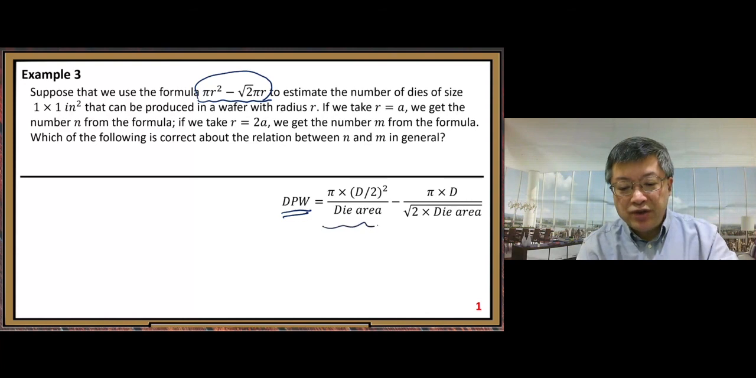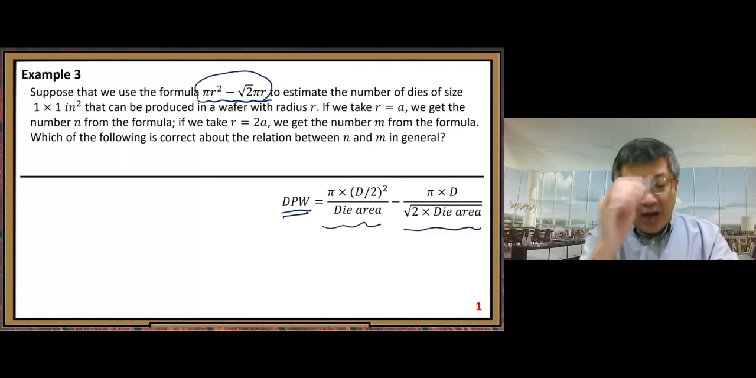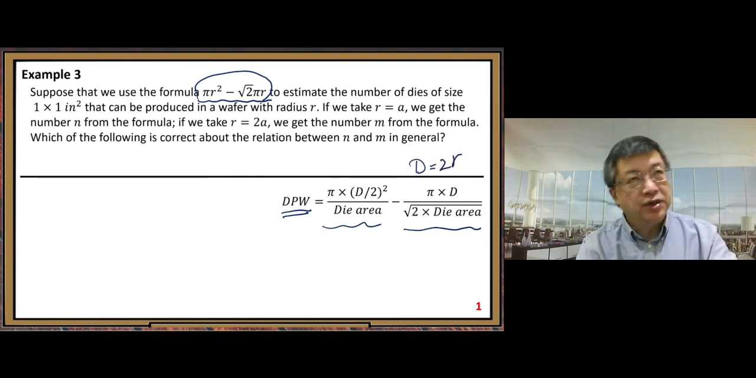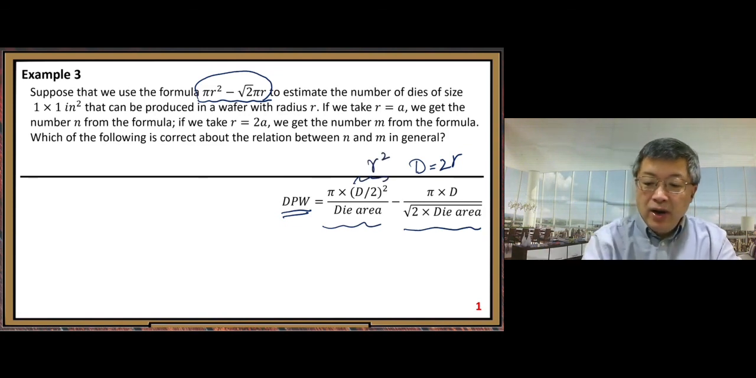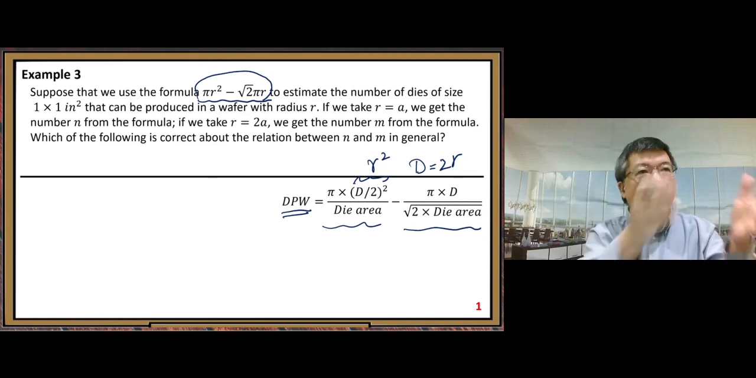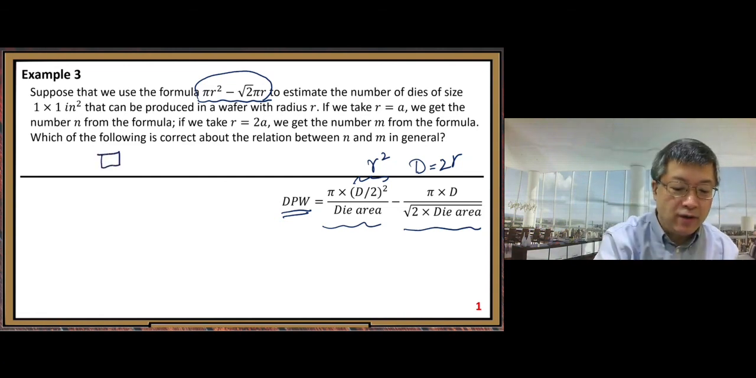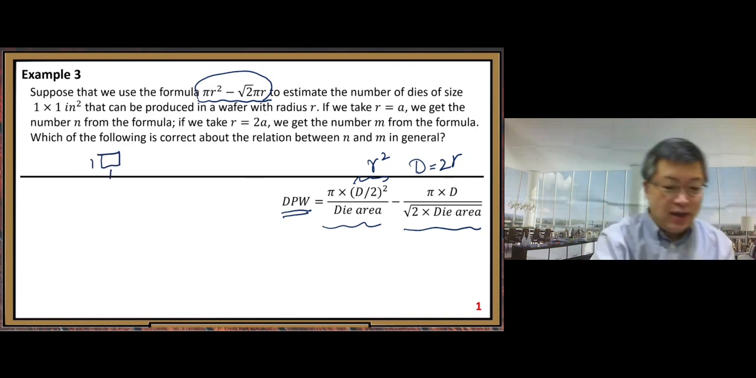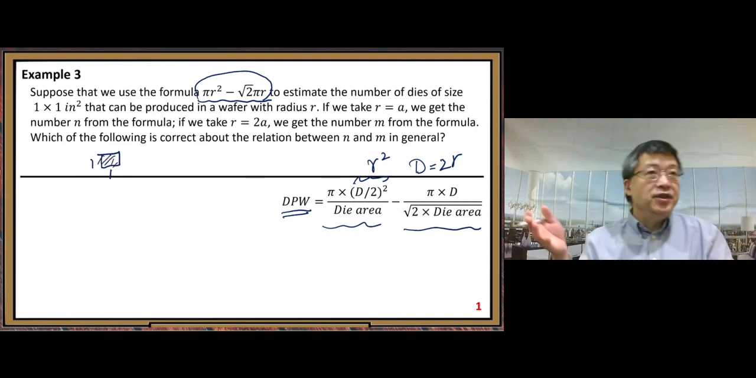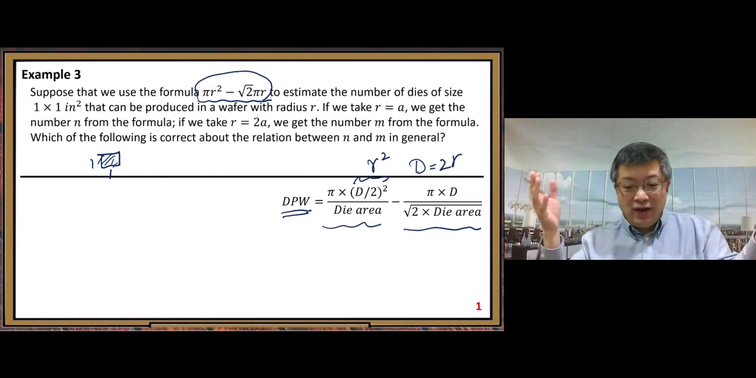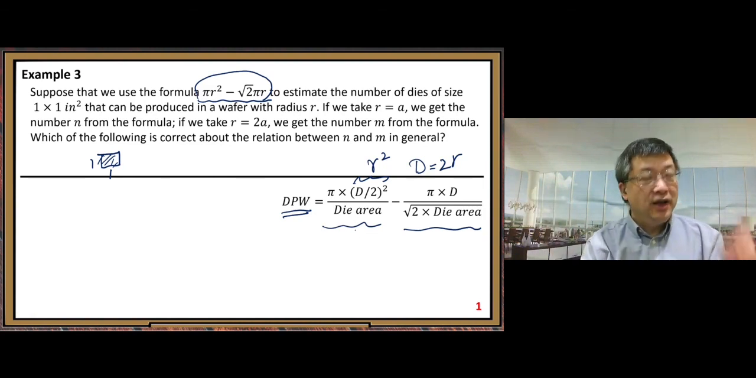Remember these 2 terms. Because diameter D equals 2r, you plug in, so here you get r squared, right? And remember, dies of size 1 by 1, for simplicity 1 by 1 square inch, so it's a square. For our computation, it is very easy: 1 times 1, so the area is 1.